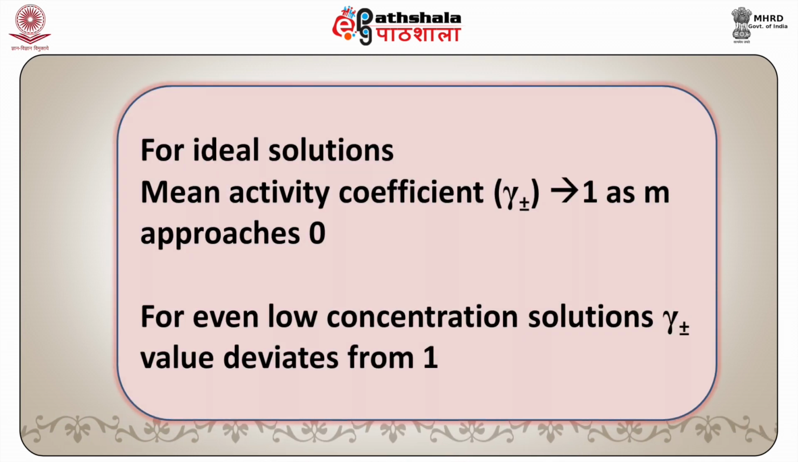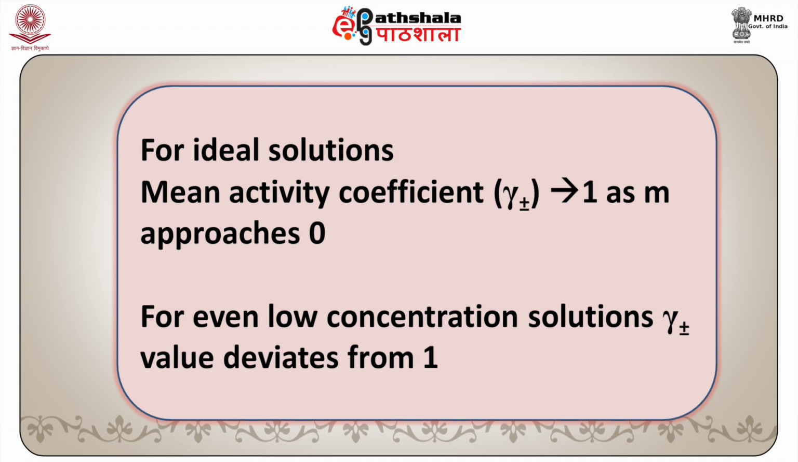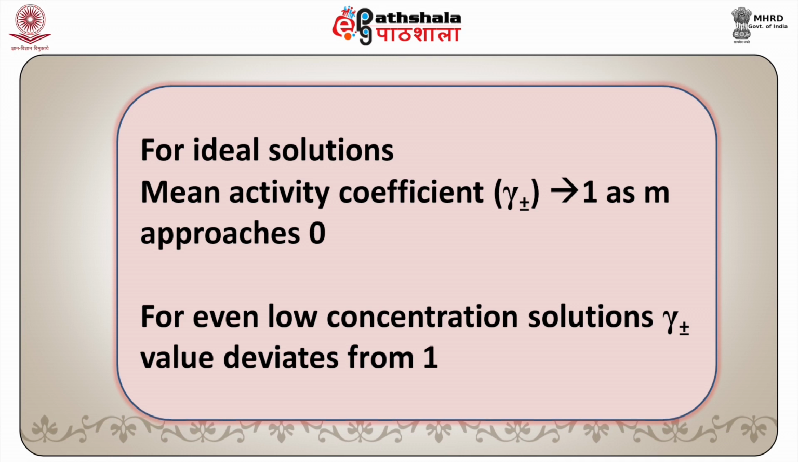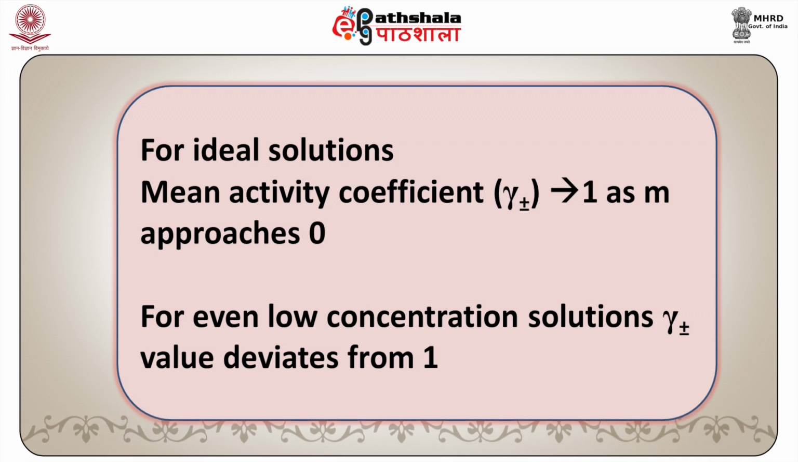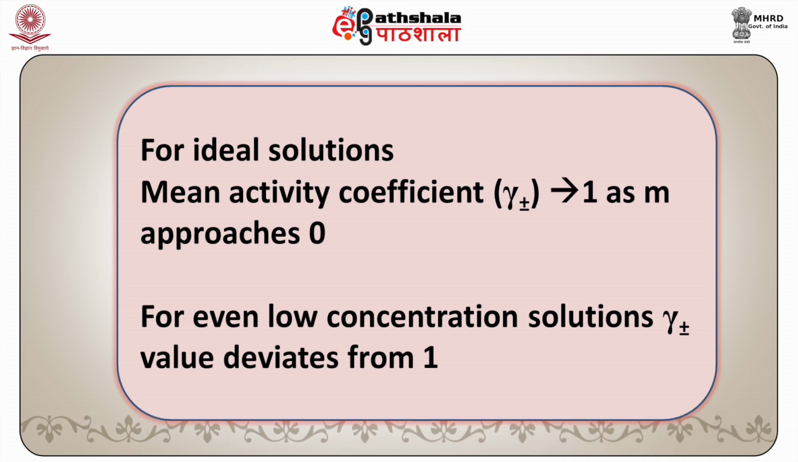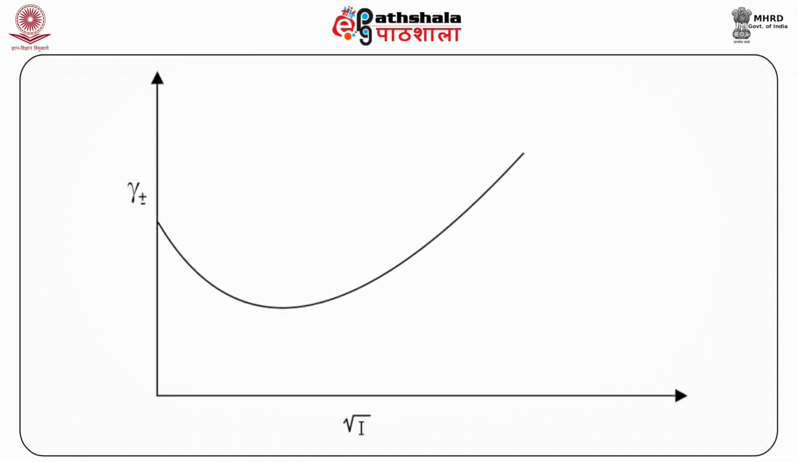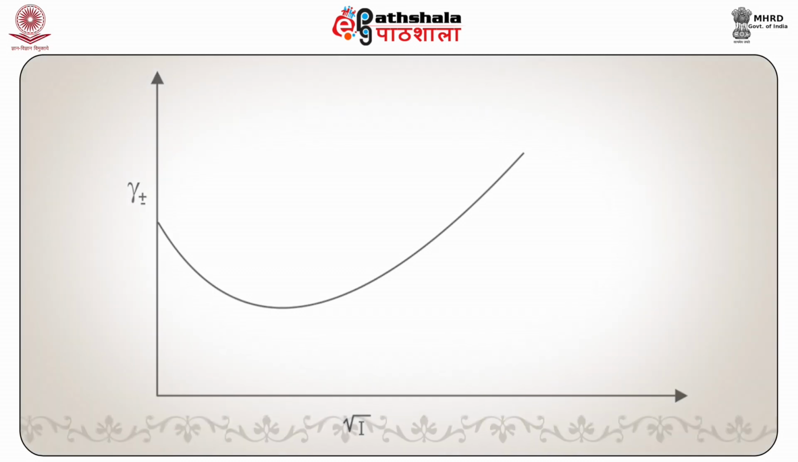For ideal solutions, the mean activity coefficient gamma plus minus approaches 1 as molality M approaches 0. Also, even for low concentration solutions, the gamma plus minus value deviates from 1. The experimental plot for variation of gamma plus minus with square root of ionic strength is shown in the figure. The variation depends on the nature of the electrolyte.